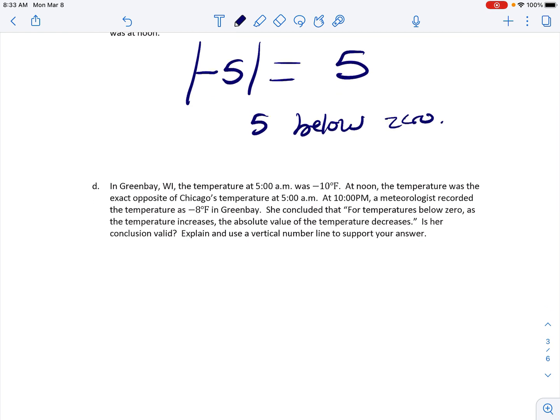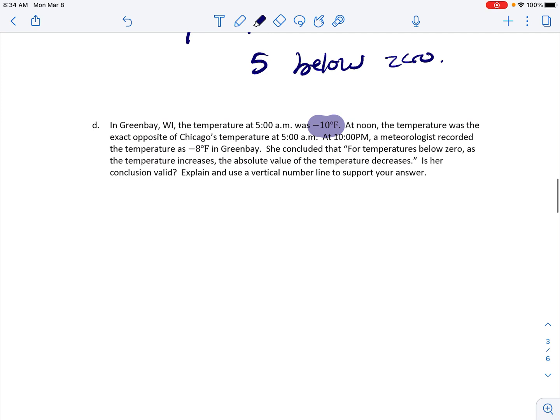Letter D, in Green Bay, Wisconsin. The temperature at 5 a.m. was -10 degrees. We'll go ahead and highlight that. At noon, the temperature was the exact opposite of Chicago's temperature at 5 a.m. At 10 p.m., meteorologists recorded the temperature as -8 degrees in Green Bay. She concluded that for temperatures below zero, as the temperature increases, the absolute value of the temperature decreases. Is her conclusion valid? Explain, use a vertical number line to support your answer.